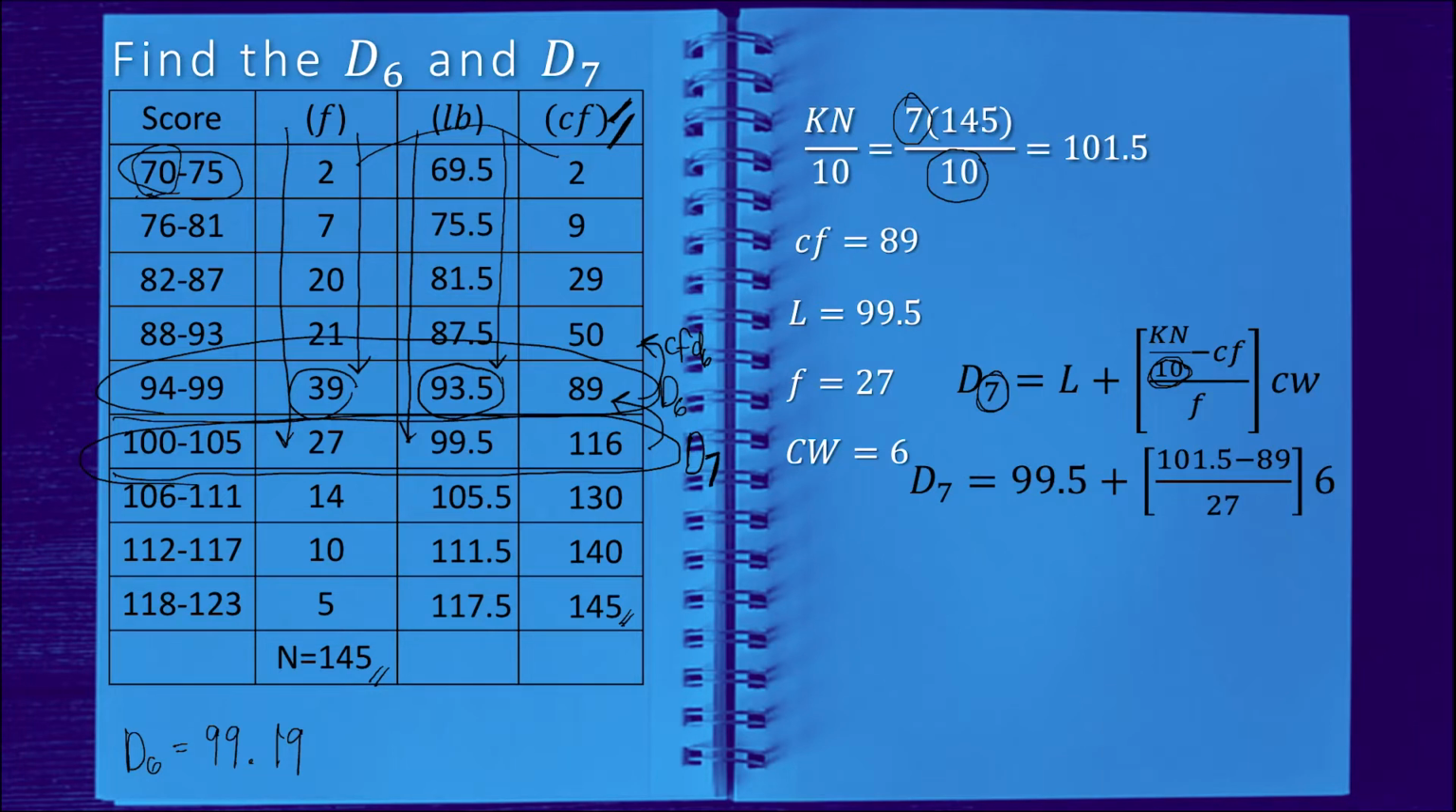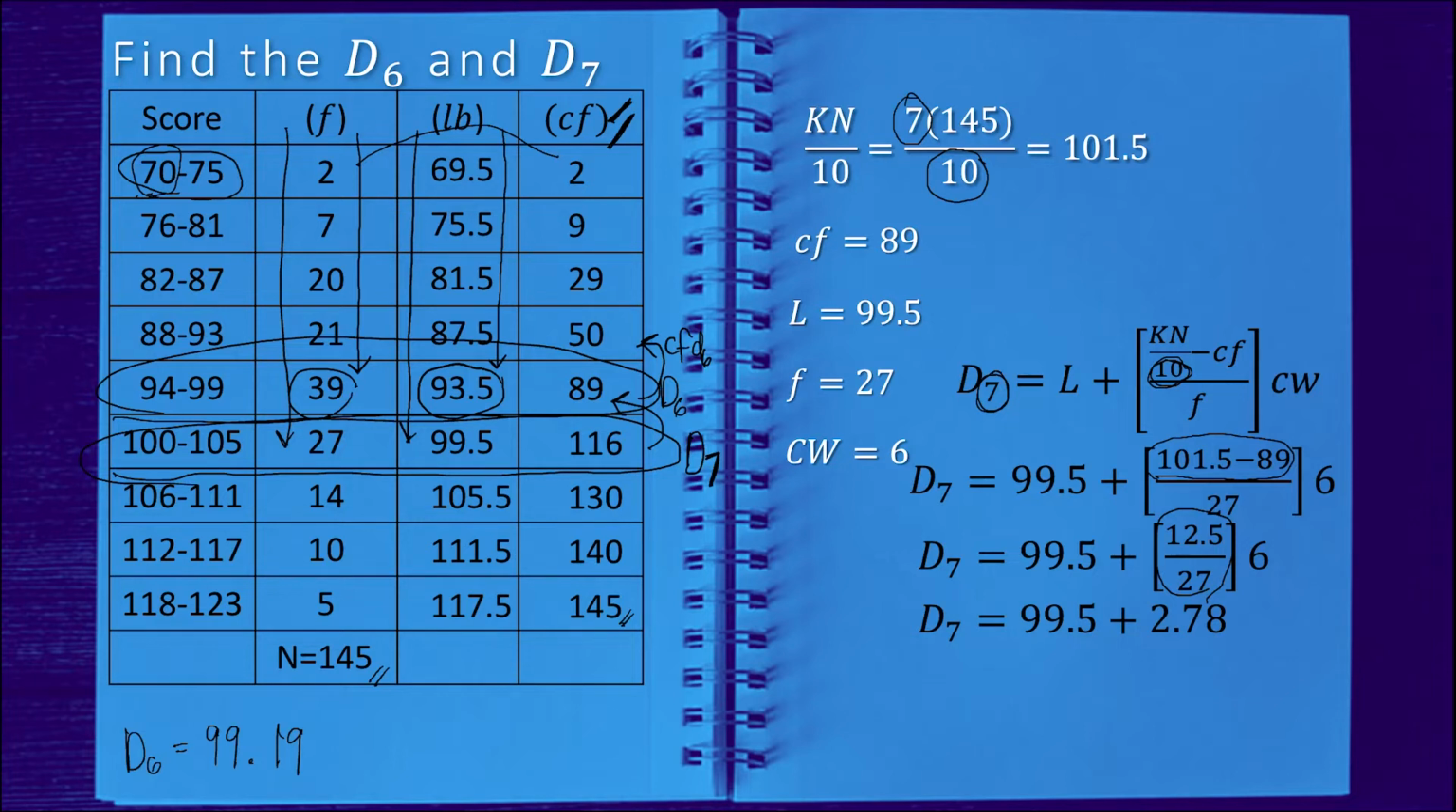That is 99.5 plus the quantity of 101.5 minus 89 over 27 times by 6. Again, unahin po natin yung nasa numerator. I-subtract natin yun. That is 12.5 divided by 27 times 6. Ayun po yung gagawin natin sa calculator na lang po. 12.5 divided by 27 times 6.